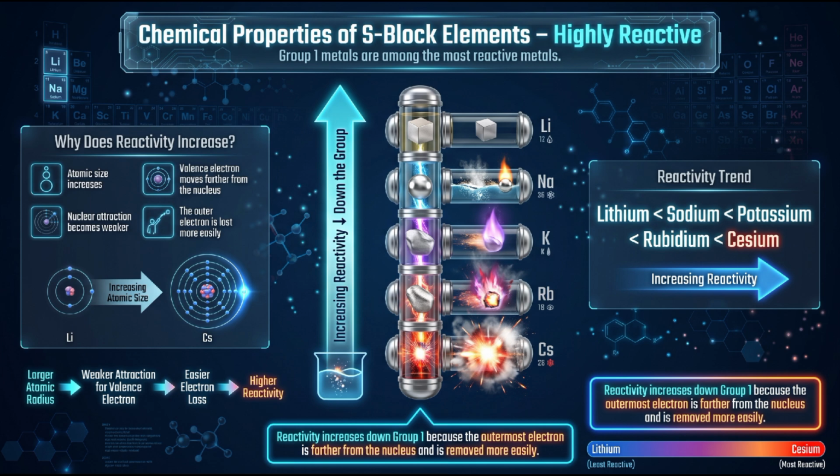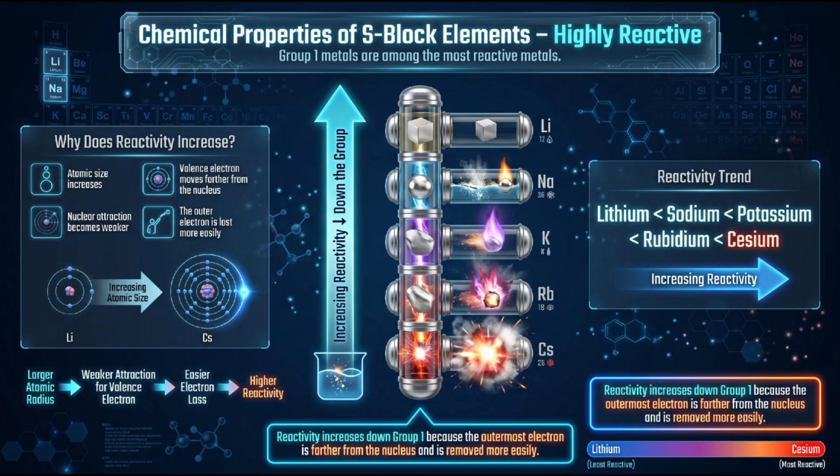In summary, the high reactivity of Group 1 alkali metals is a direct consequence of their ns¹ electronic configuration, which gives each atom one loosely held valence electron. As we move down the group, atomic size increases, shielding becomes stronger, nuclear attraction becomes weaker, and the outermost electron moves farther from the nucleus. These changes reduce the first ionization energy, making the electron easier to remove. As a result, the reactivity increases in the order lithium, sodium, potassium, rubidium, and cesium.